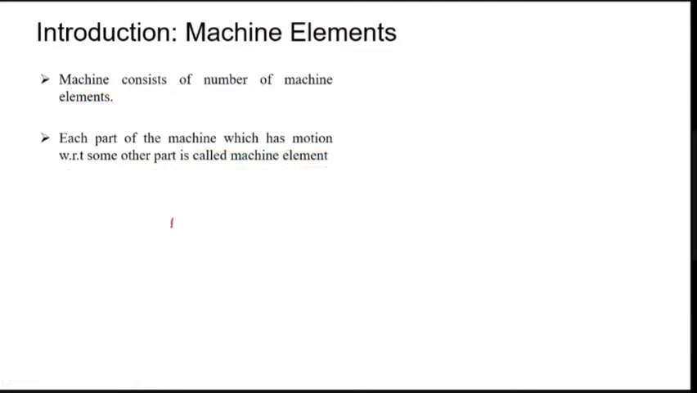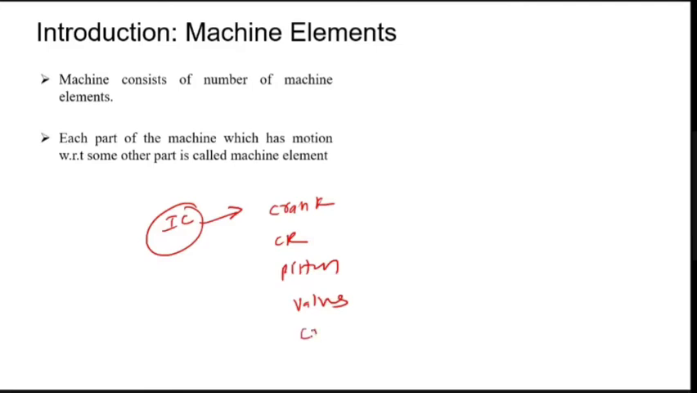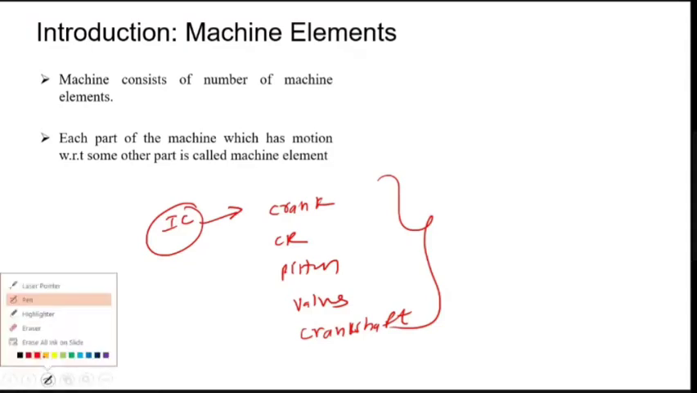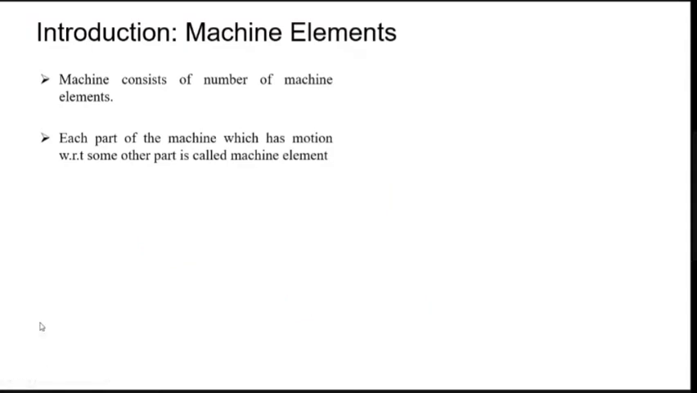You can take an example of the IC engine. IC engine is a machine. So let us take an example of a crank, connecting rod, piston. You can take an example of valves. You can take an example of a crankshaft. Okay. So all these components are called machine elements which have some relative motion with respect to one another. Maybe it is a reciprocating motion, maybe it is a rotating motion. So all these individual components we have to design. That is, you have to design a piston, you have to design a crank, you have to design a connecting rod. I hope you understand.